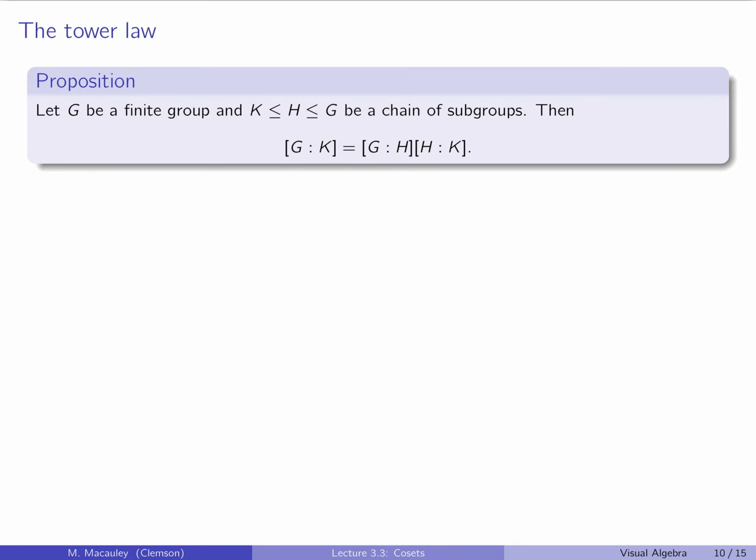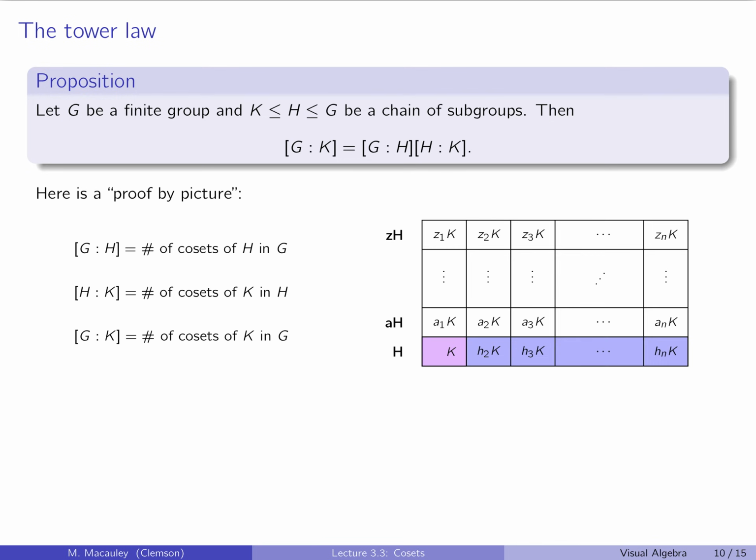Here's an important result called the Tower law. If G is a finite group and K is a subgroup of H, which is a subgroup of G, so sometimes we say a chain of subgroups, then the index of K in G is the index of H in G times the index of K in H. Here's a proof by picture.